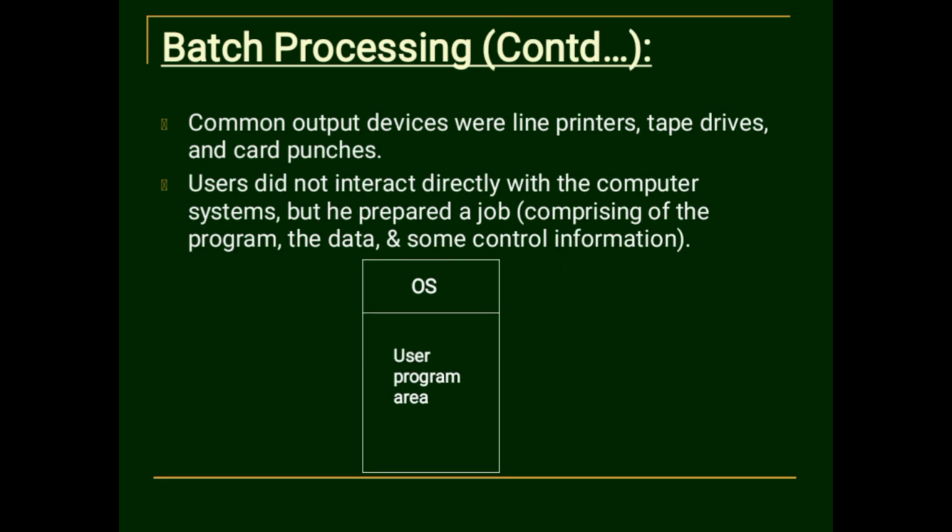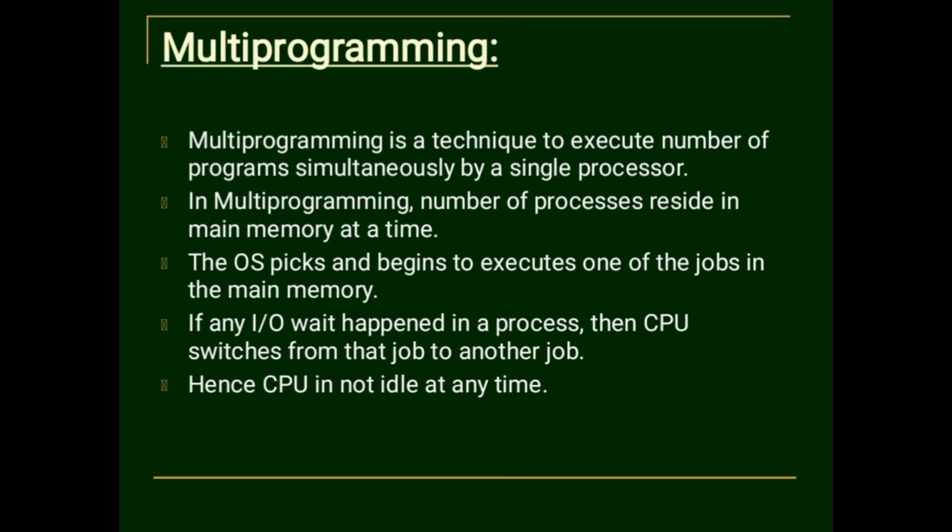Next one, batch processing. Command output devices were line printers, tape drives and card punches. The user did not interact directly with the computer system, but prepared a job for the OS. The memory sections contain control data, OS, user and program areas.